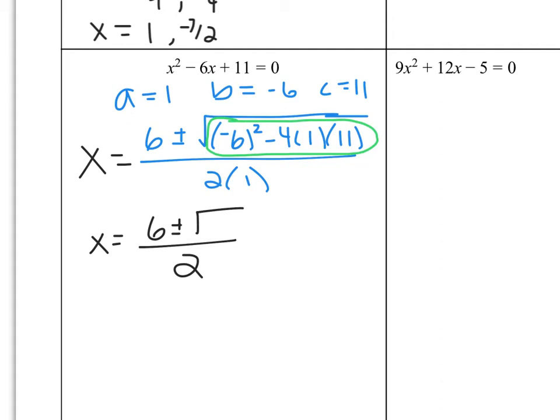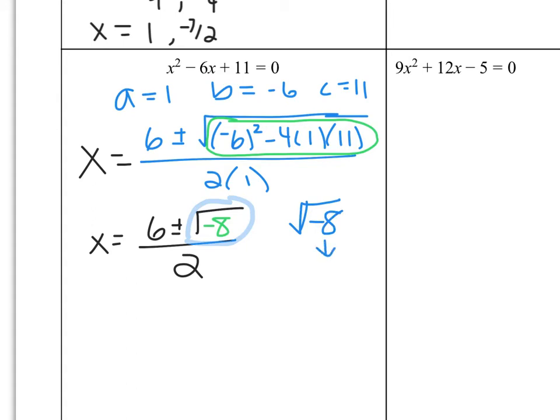And 36 minus 44 is going to give me -8. Now we finally get to do our next step. All right, so we want to do our simplification of our root. So we want to simplify the square root of negative 8.